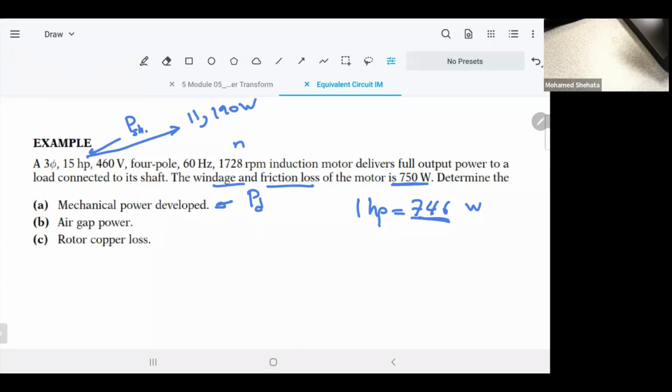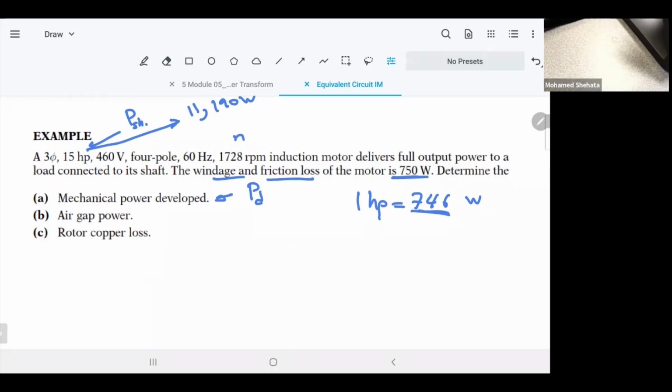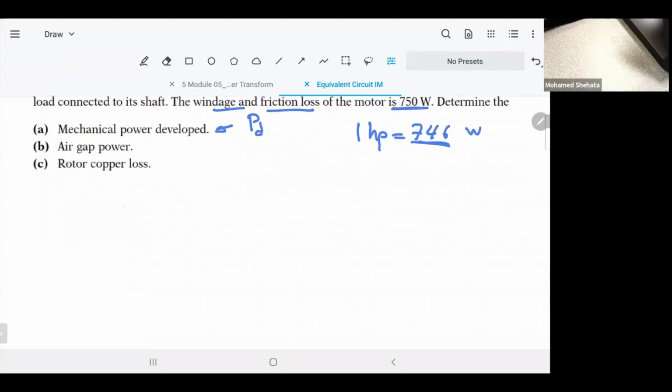Remember, the power in the air gap is crossing from the stator to the rotor, the air gap. When it goes to the rotor, it will go to 2 branches, as I said. One copper loss and one what? Developed mechanical power. And this developed mechanical power, before it goes to the shaft, the mechanical loss will happen. Any answer? No, that's too late.